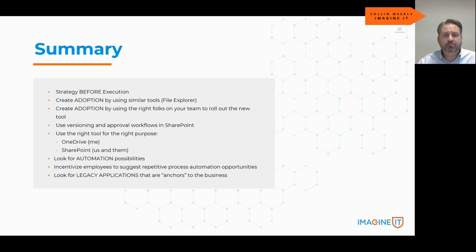So in summary, strategy before execution, which we talked about, the planning, right? Creating adoption. It's one of the most important things we do whenever we implement something new, making sure that your people are also on board with it so that it can get some steam and become a great new solution. Versioning and approval within SharePoint, being able to have that automatic versioning so that you can go back and look at version history. And really, again, I just want to stress looking for possibilities within your organization to use these tools.